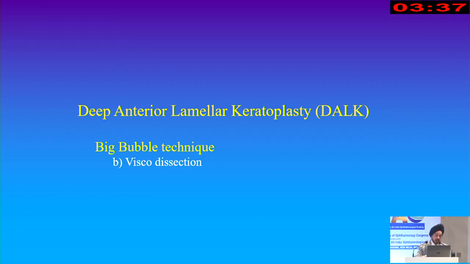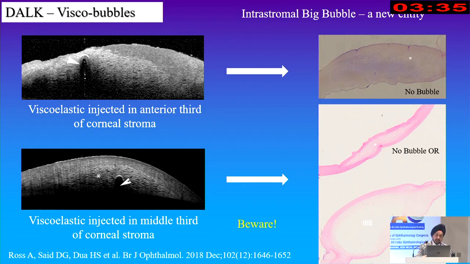What about viscodissection? When you do viscodissection, just 2 slides to tell you, the depth of the needle, or the cannula, is very important. If you are in the anterior stroma, you get a diffuse spread without a bubble forming. If you are in mid-stroma, you can get either a diffuse spread or an intrastromal big bubble. It just rips apart the stroma and you get what looks exactly like a type 1 bubble, but you've got a variable amount of stroma at the bottom.